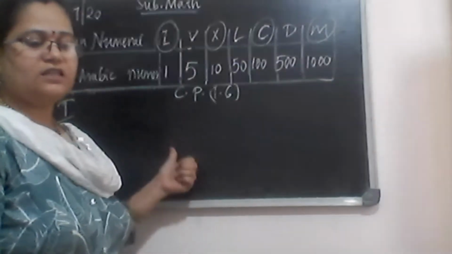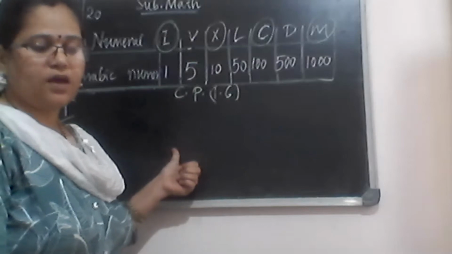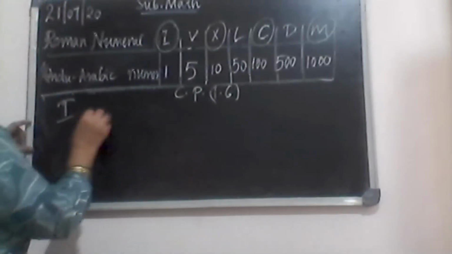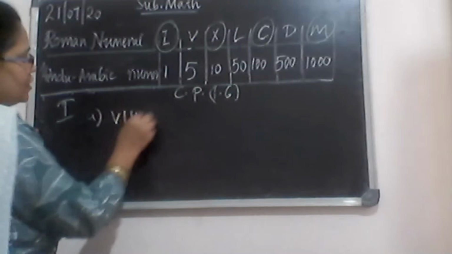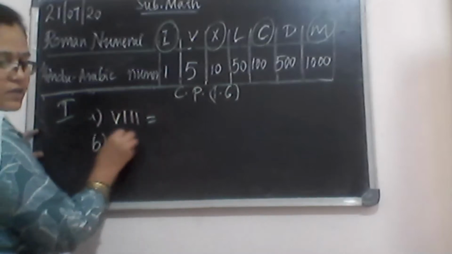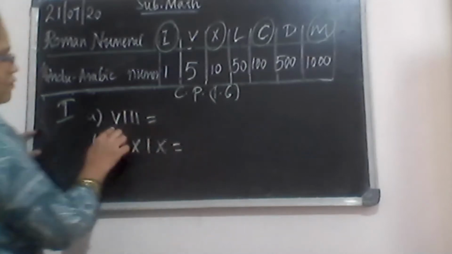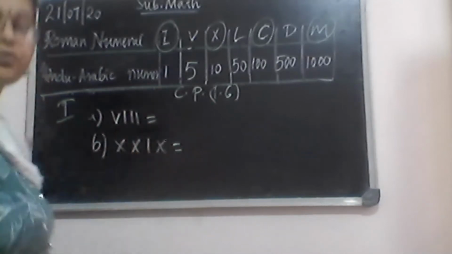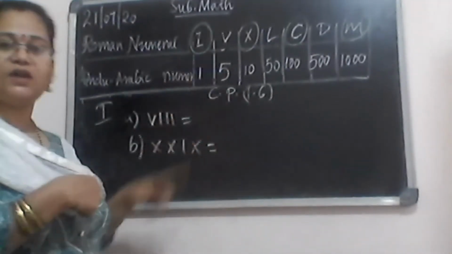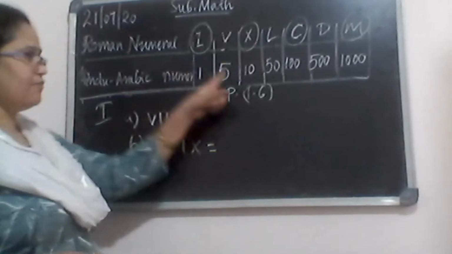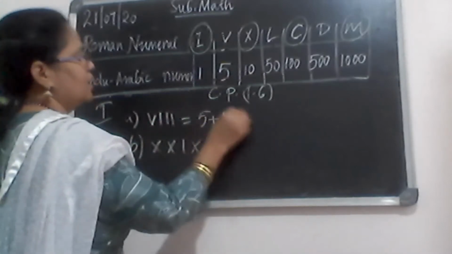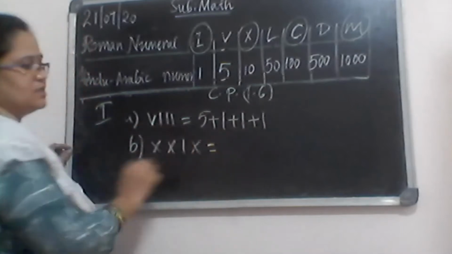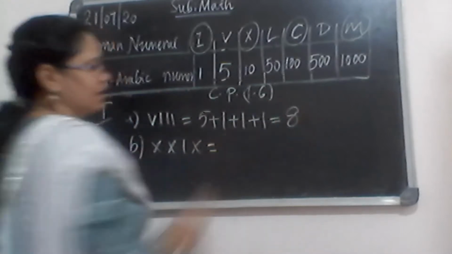Now we will understand checkpoint 1.6 of your textbook. Write the Hindu-Arabic numeral for these. I'll be doing 2 sums and you have to do the remaining sums. What does V stand for? The value of V is 5. If you don't know the value, you can write it like this and keep doing the sums. V stands for 5, I stands for 1. So 5 plus 1, again 1, again 1. Three times I is written. When you add all this, you will get 8.